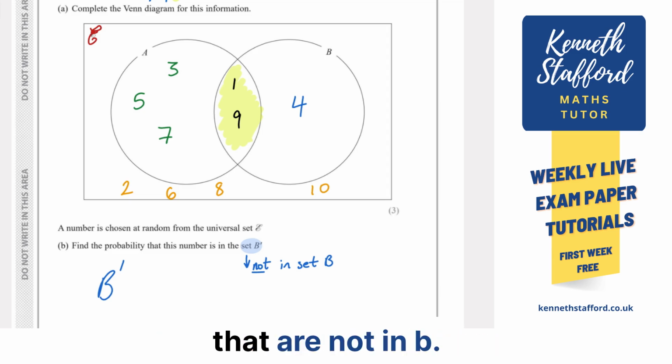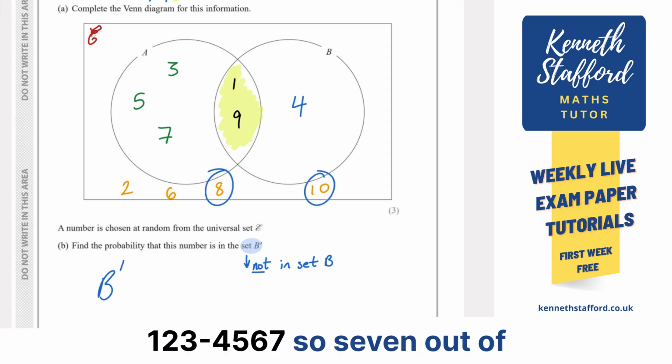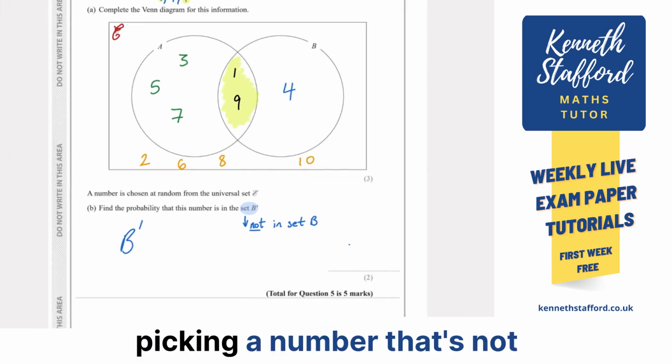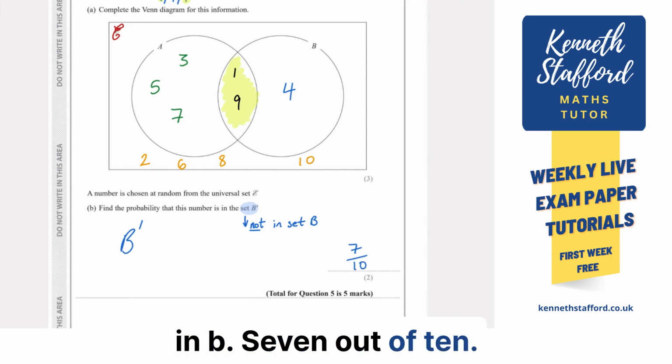There are 7 of them that are not in B. 1, 2, 3, 4, 5, 6, 7. So 7 out of the 10 are not in B. So that's the probability of picking a number that's not in B. 7 out of 10.